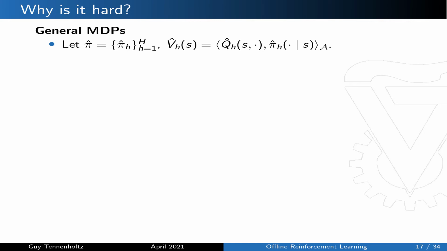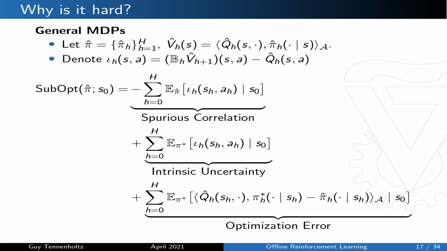Let's say we have some kind of estimator for our value and our Q function, which of course would be related. We create an estimated greedy policy pi hat, and let's denote by iota our Bellman error. So it's the Bellman operator applied on the estimated value, minus our estimated Q function. We want this to be as small as possible. And it can be shown that the suboptimality of pi hat can be separated into 3 terms.